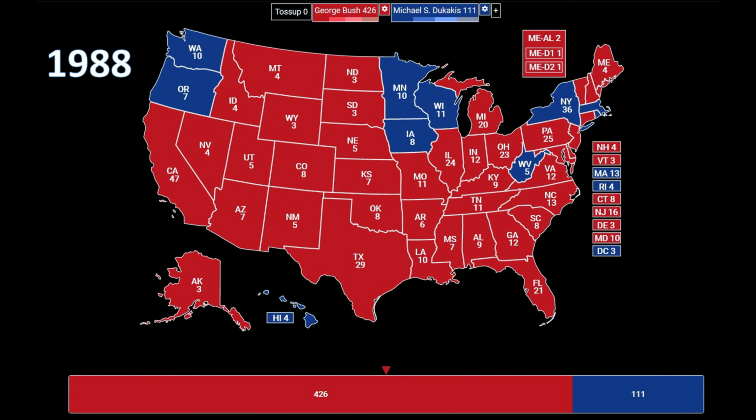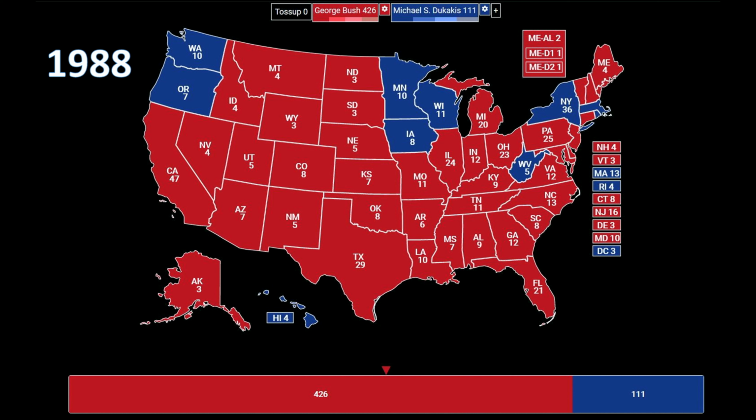Notably, we have the states of Washington and Oregon turning blue for the first time in a couple of elections, as well as West Virginia returning to the Democratic fold. We also have New York returning Democrat, Massachusetts, Rhode Island, and the District of Columbia, as well as Wisconsin, who had actually voted Republican for a couple of elections, Iowa with the same, and of course Minnesota. Minnesota seemed to be the sole blue holdout through the 80s for the Republican Party.